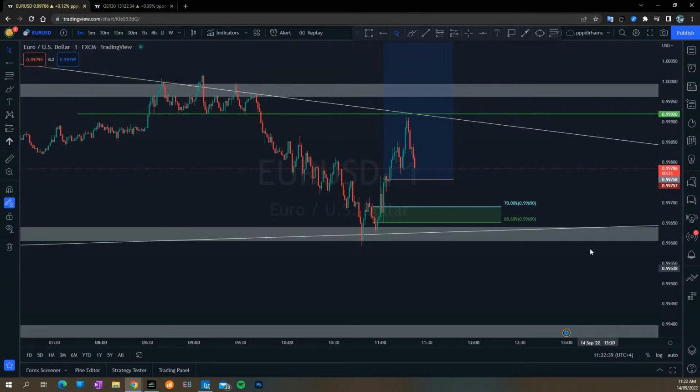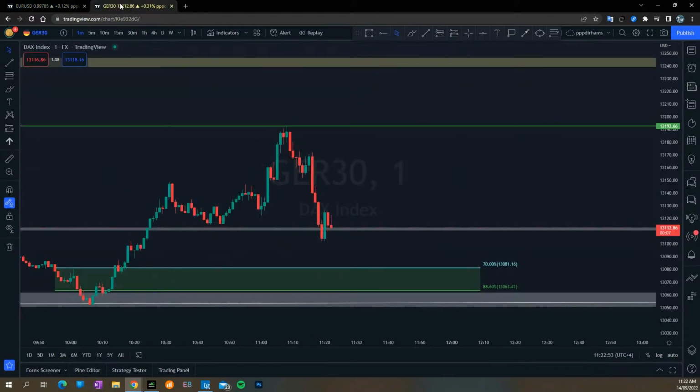So let's look out for what I see now. Euro USD, let price first of all drop to this level. Whatever price does at this level is going to tell me whether I'm selling or buying. Okay, let's be patient. Let's everyone be patient.